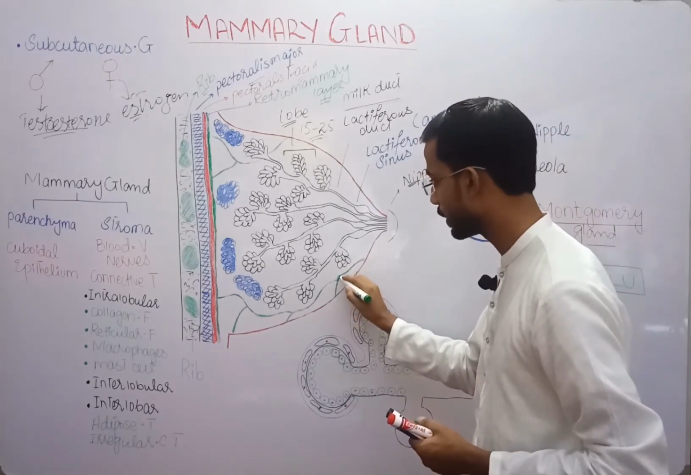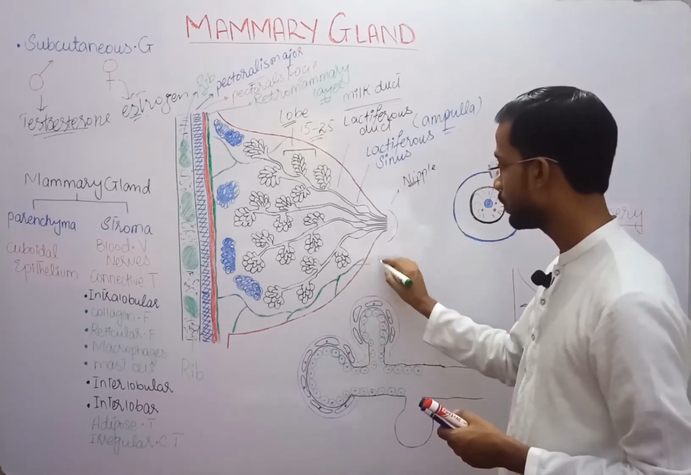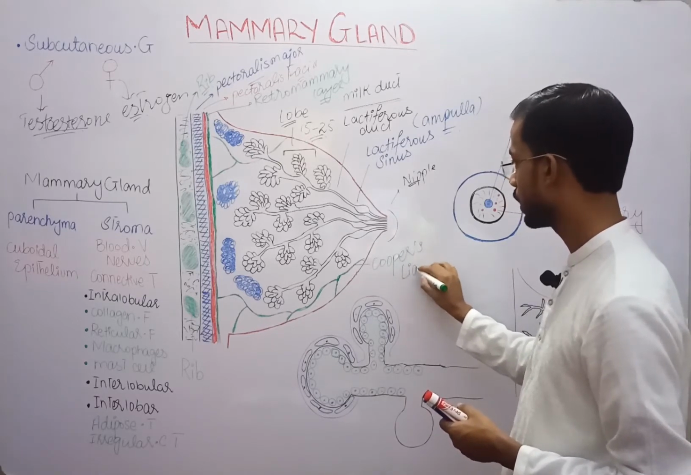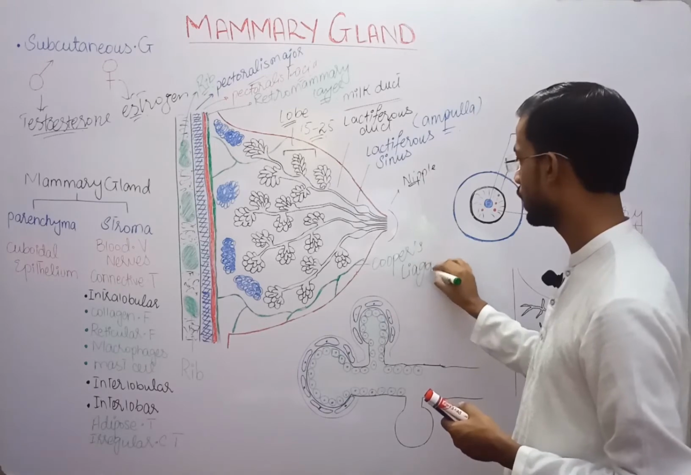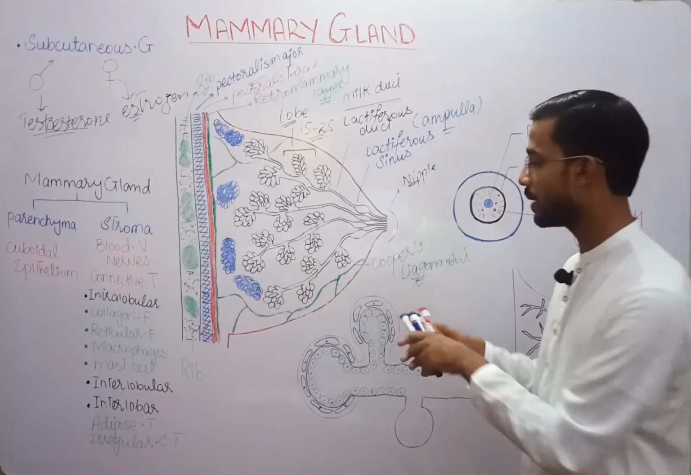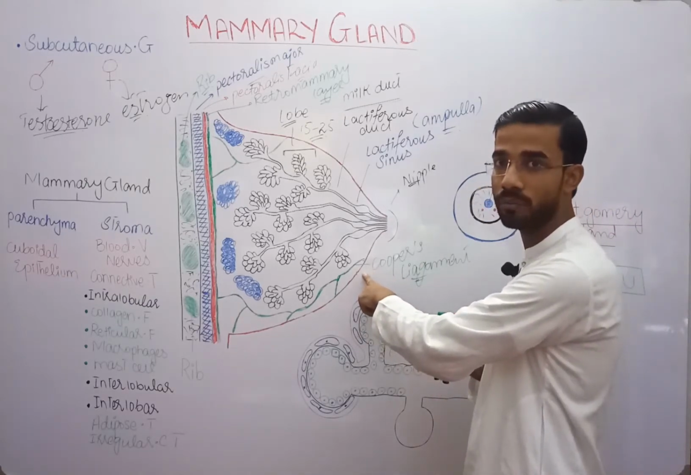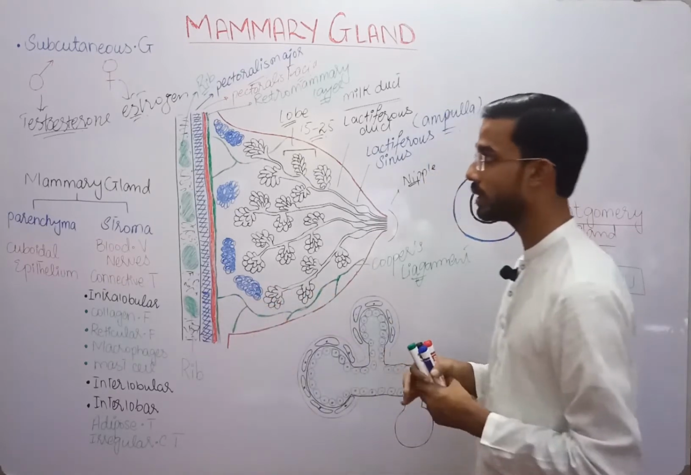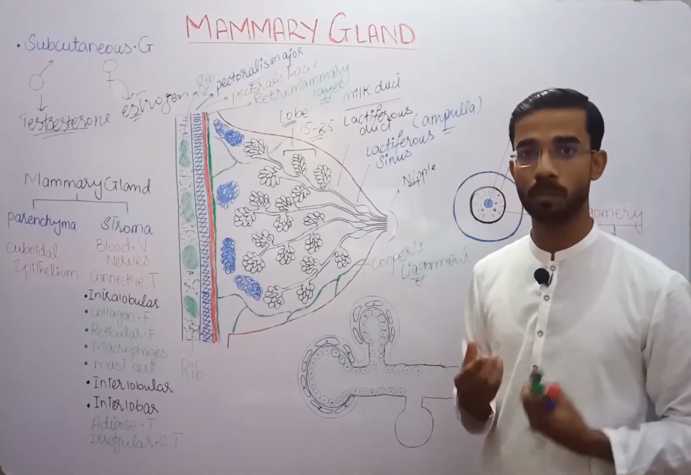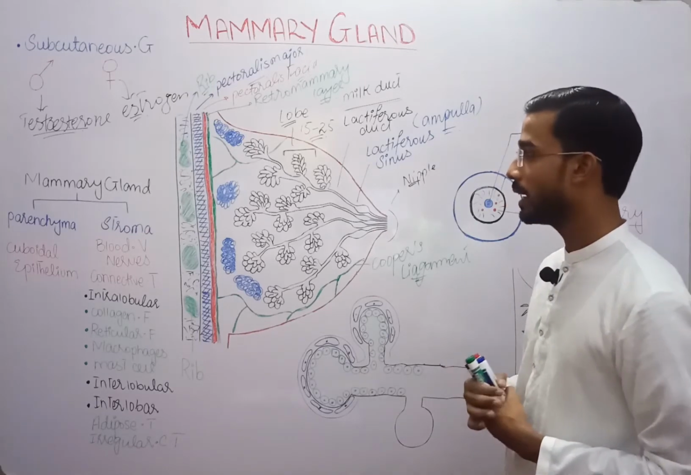Here you can see there is a ligament, right? There is a ligament called Cooper's ligament. It starts at the start of the breast, and it ends toward the retromammary region, and it also supports the breast in the right position, right? This is the lateral view.